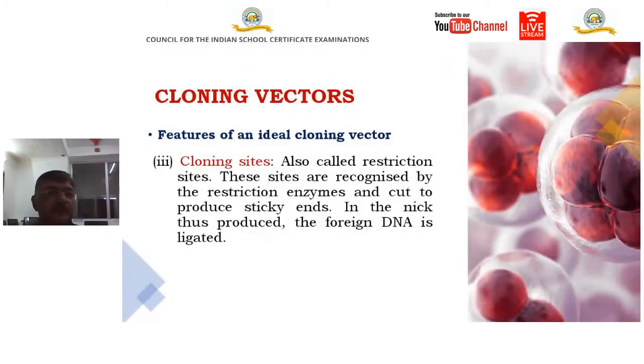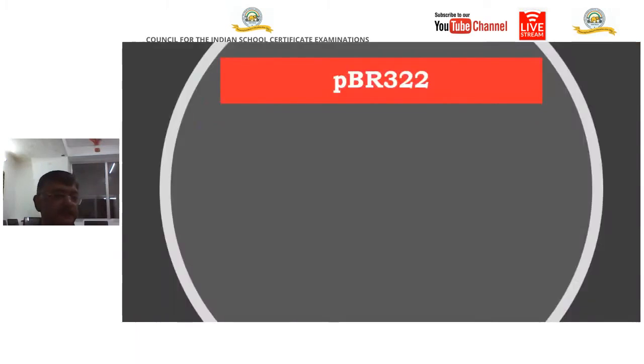it must have cloning sites. The more the better. These cloning sites are also called restriction sites. We have been talking about this. Ideally, multiple cloning sites, with different sites for different restriction enzymes. The cloning or restriction sites are the sites which are recognized by the restriction enzymes and cut to produce sticky ends, preferably sticky ends. In the nick thus produced, the foreign DNA can easily be ligated.